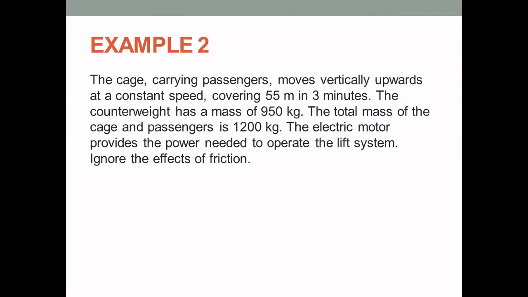The cage carrying passengers moves vertically upwards at a constant speed, covering 55 meters in 3 minutes. The counterweight has a mass of 950 kg. The total mass of the cage and passengers is 1,200 kg. The electric motor provides the power needed to operate the lift system. Ignore the effects of friction.